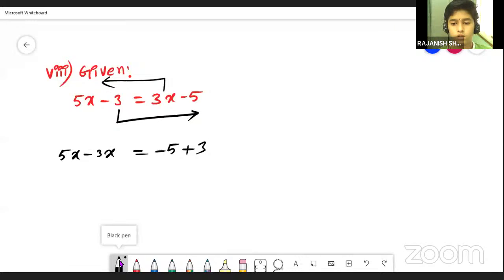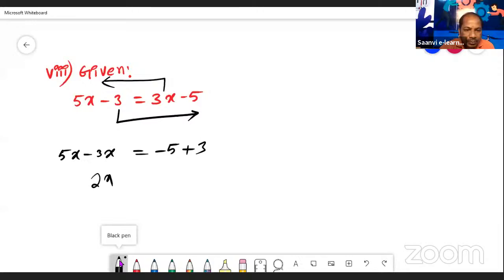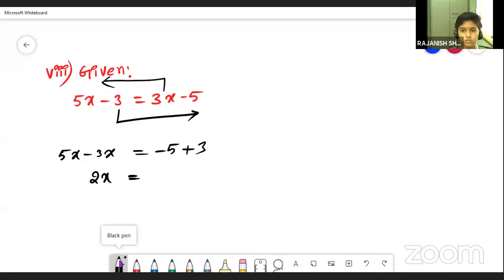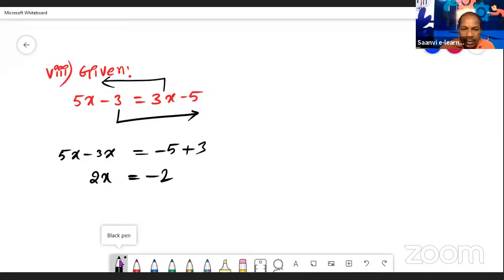Okay. Now simplify them. 5x minus 3x, how much? 5 minus 3 is equal to, no? In the same way, 5x minus 3x is equal to 2x. Okay. 5x minus 3x is equal to 2x. Is equal to. And here minus 5 plus 3 is there. Minus 5 plus 3 means 3 minus 5. So 3 minus 5 how much? Minus 2. Why? Because here the bigger number has the minus symbol. So 3 minus 5 is equal to minus 2.